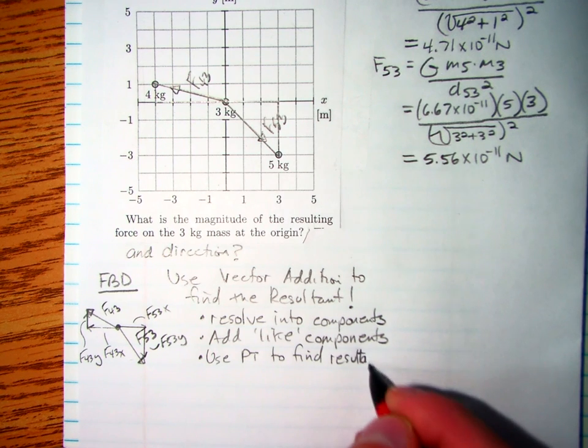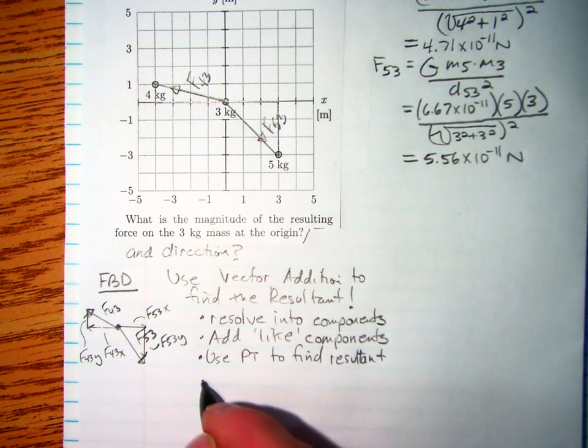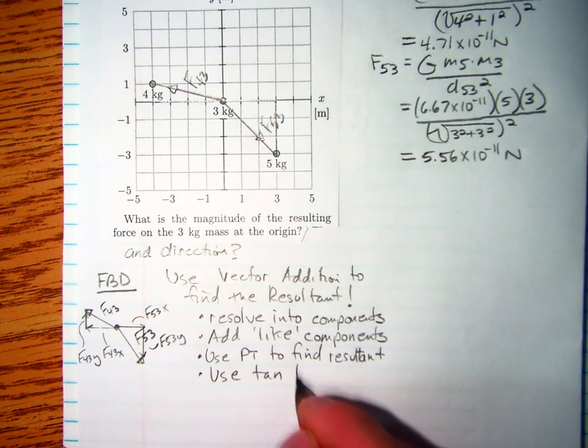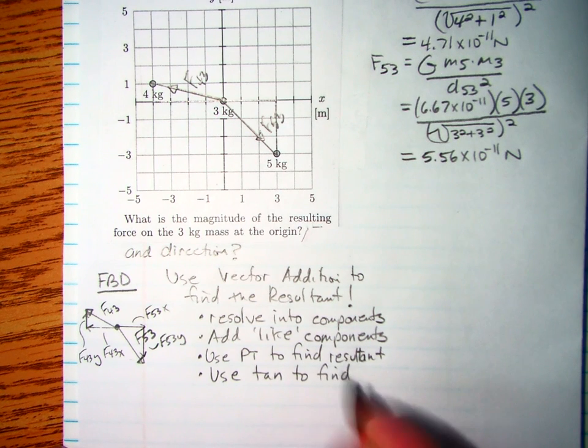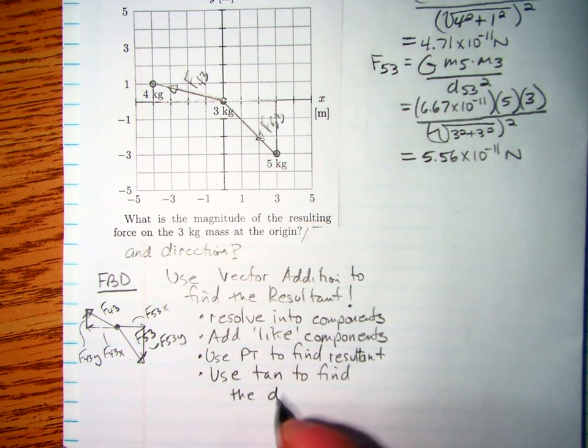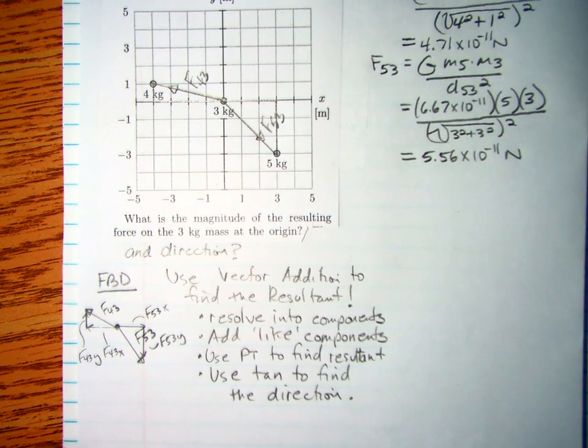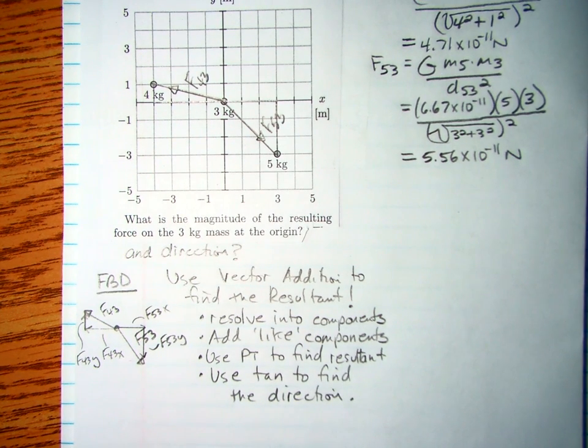I need a T in there, don't I? And we're going to use the tangent function to find the direction. So that's the next thing we're going to do. So we've already used the Law of Universal Gravitation. We're done with the Law of Universal Gravitation. The rest of it is vector math. Okay?